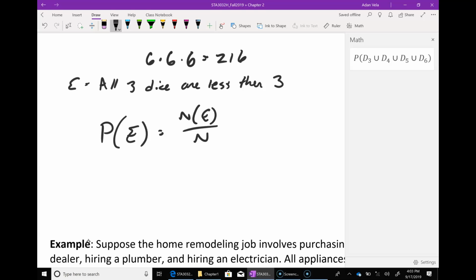So we already calculated the bottom one, 216. So how many different ways can I roll 3 dice so that each die is less than 3? 27. So how'd you get that? 3 times 3 times 3? Yeah. So we would just have 27 over 216. Okay, so it's just counting, right? Nothing too special.